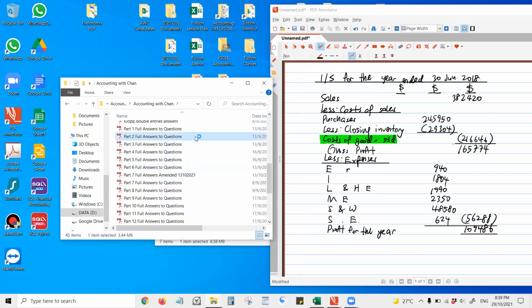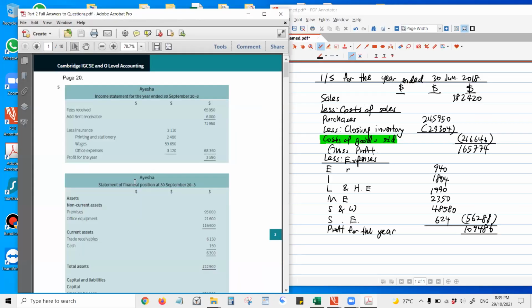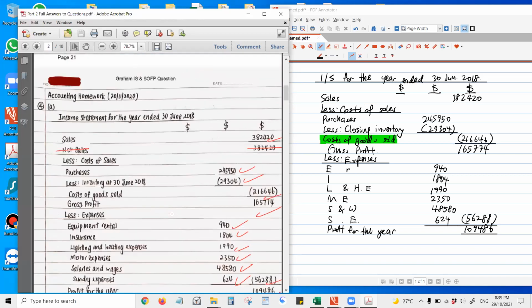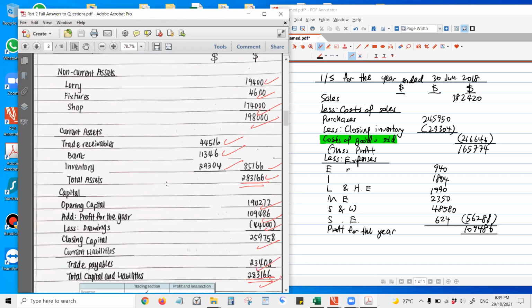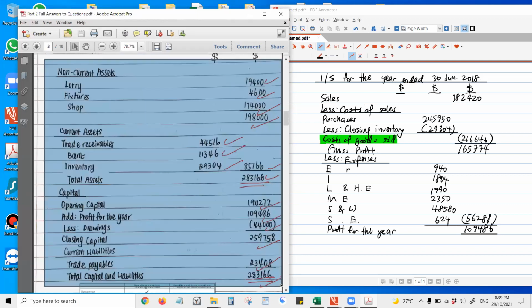Okay, hold on, I go bring the answer. So our answer is correct, 109,486. This was actually done by my student. And then the SOFP, this is the one. The one on the left is the full answer for the statement of financial position. This was also done by one of my students. It is correct. I wait for you. When you're done taking down this, take a picture or screenshot, then you let me know. I let you check answers yourself for this. Good. The rest I wait for your confirmation.